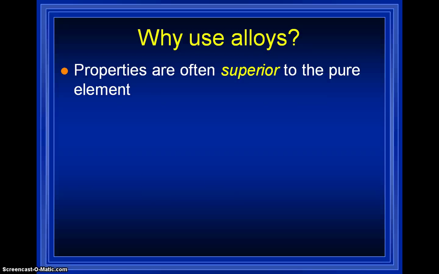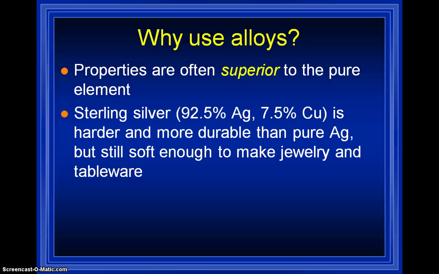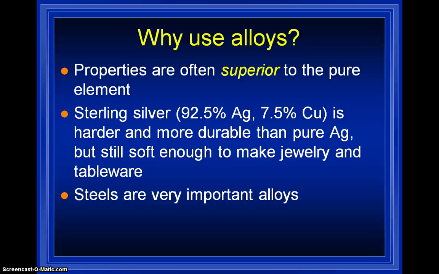So what is the purpose of an alloy? Typically when we mix two metals together, they have properties that are superior to the pure elements. They might be stronger, they might be more durable. Sterling silver is a good example. Sterling silver is mostly silver with a little bit of copper in it. Now, silver is a really, really soft metal. So if you had a ring made of pure silver, if you bumped it on things, you would dent it, and it wouldn't look pretty anymore. So by mixing a little bit of copper in with the silver, we make it harder and more durable for jewelry, but also for silverware and tableware.